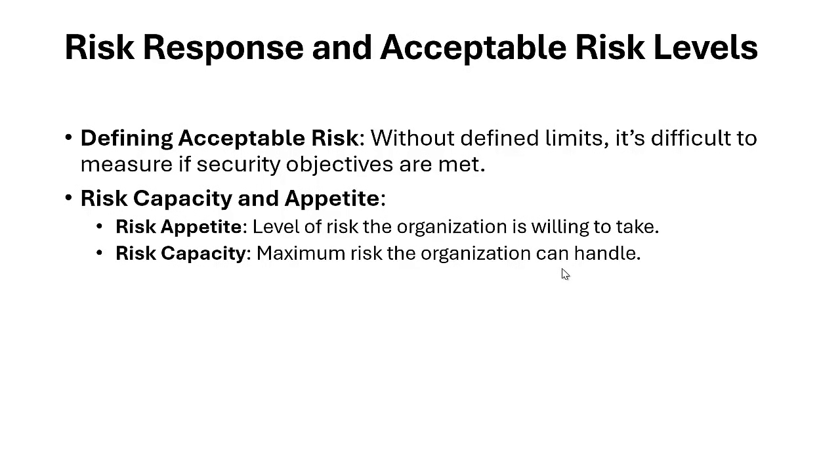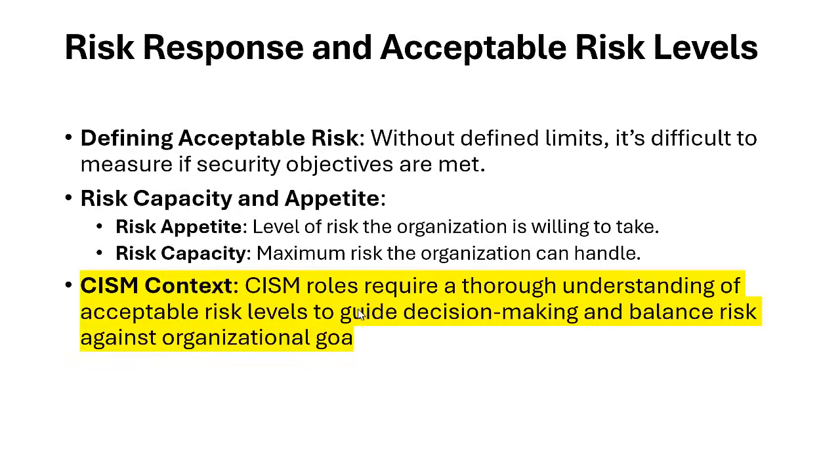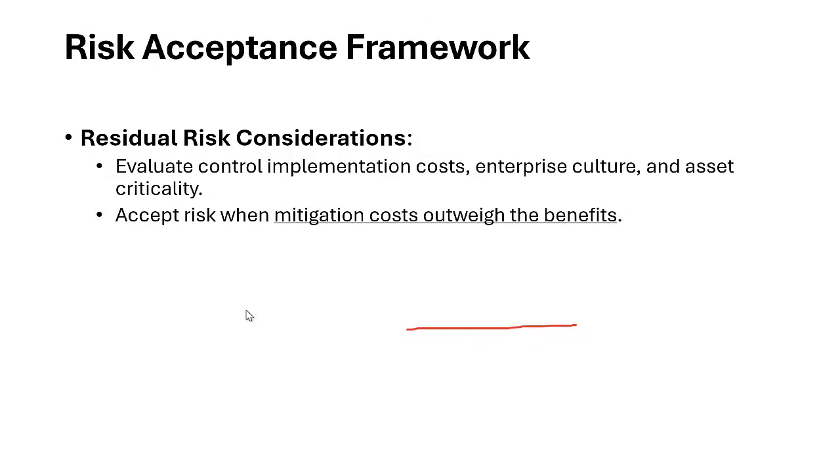And now the exam pointer is, as a parameter, the CISM role requires a thorough understanding of the acceptable level of risk so that we can take decisions and balance the risk against the goals. Okay. That is part of the function. Now we have criteria based on which we go for the residual risk. So we need to evaluate the controls: implementation cost, the enterprise culture, and the asset criticality. When evaluating control implementation, we look at the cost, culture, and asset criticality.